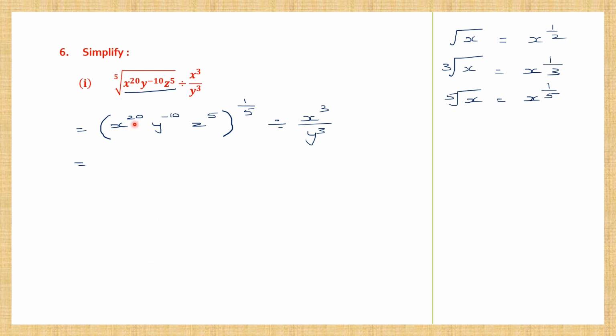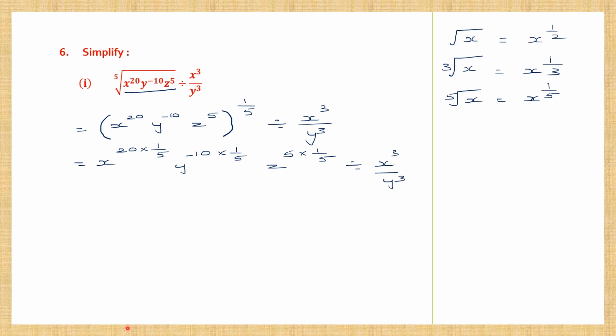So now we're going to use the power law. We're going to multiply this power with this power. So each one inside we're going to multiply with 1 by 5. So x raised to the power of 20 into 1 by 5, into y raised to the power of minus 10 into 1 by 5, again z raised to the power of 5 into 1 by 5. So what have we done here? We have multiplied each power with 1 by 5. Now the rest of it, we write as it is, divided by x to the power of 3 by y to the power of 3.